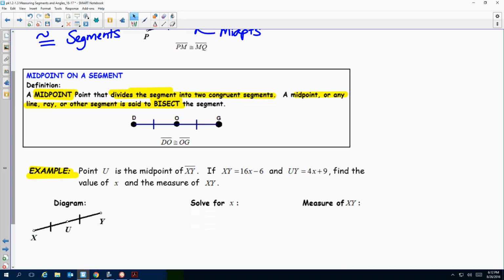And then, go ahead and pause the video if you need to. Go ahead and copy down what midpoint does. It divides the segment into two congruent parts. And the other word for midpoint is bisects.